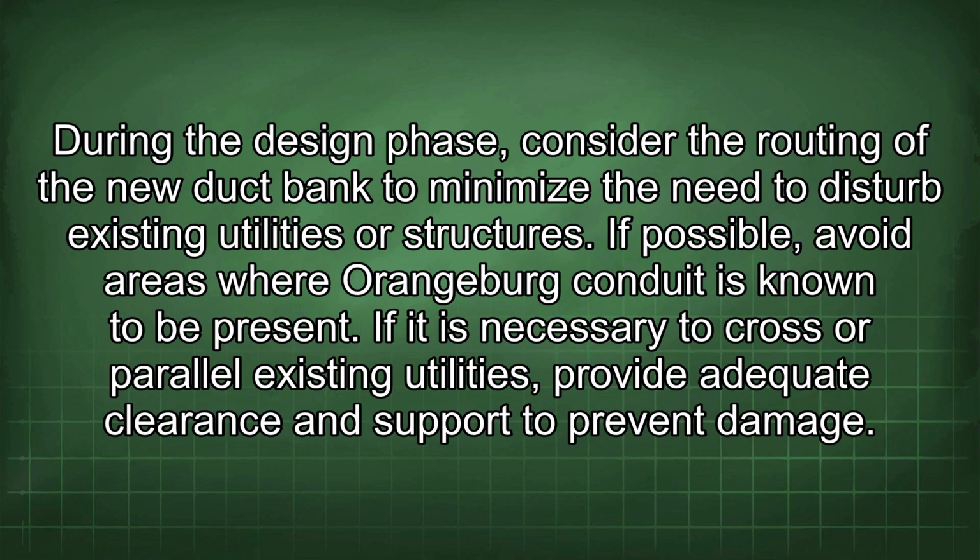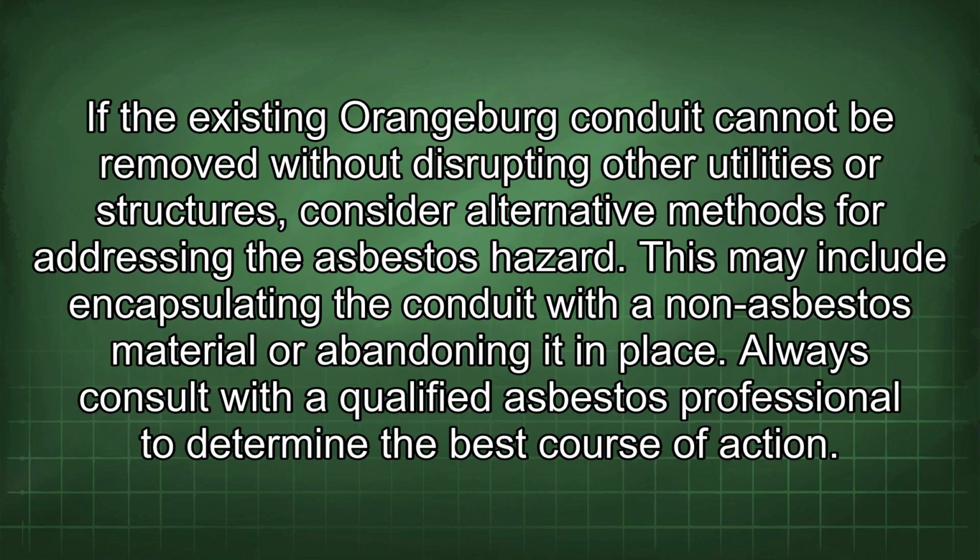If it is necessary to cross or parallel existing utilities, provide adequate clearance and support to prevent damage. If the existing Orangeburg conduit cannot be removed without disrupting other utilities or structures, consider alternative methods for addressing the asbestos hazard. This may include encapsulating the conduit with a non-asbestos material or abandoning it in place. Always consult with a qualified asbestos professional to determine the best course of action.